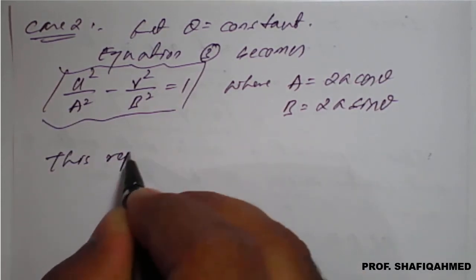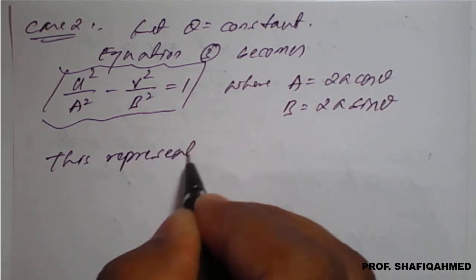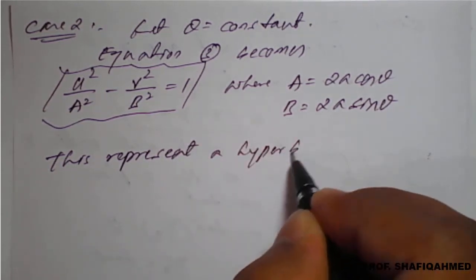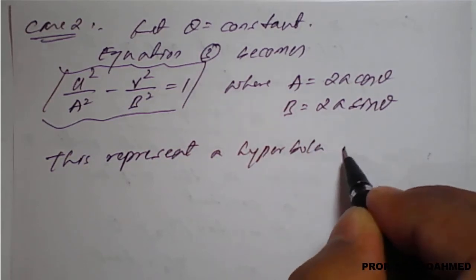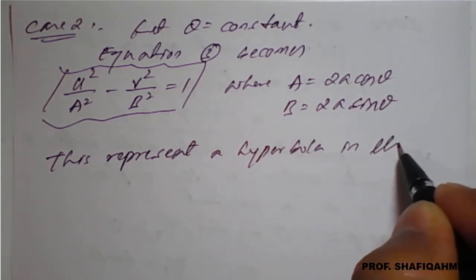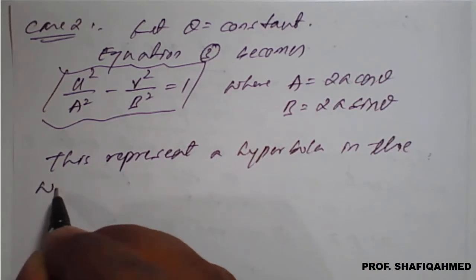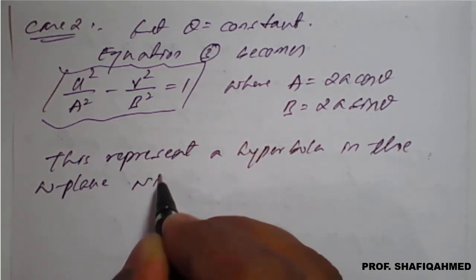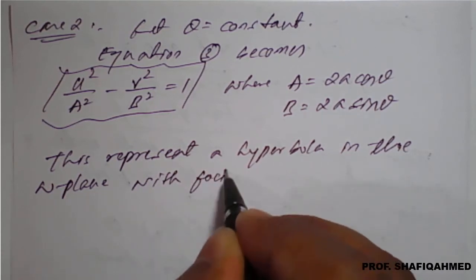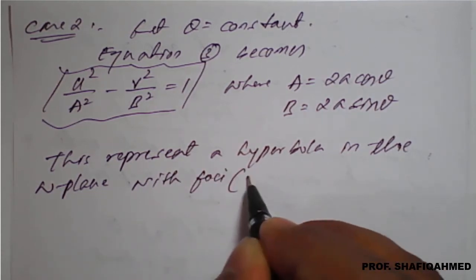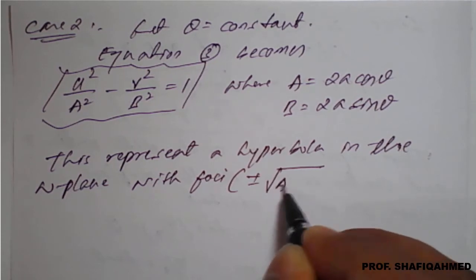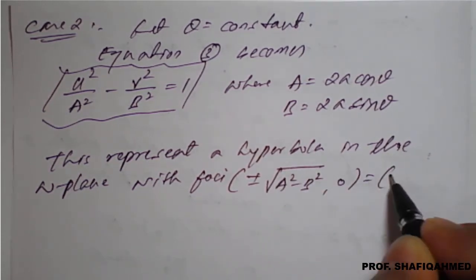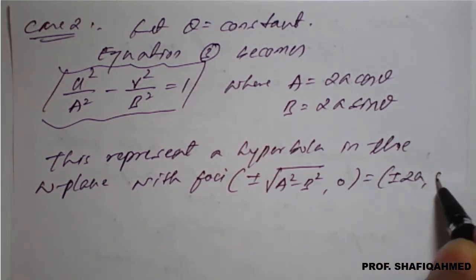So this represents a hyperbola in the w plane or omega plane with foci, that is plus or minus square root of A square minus B square comma 0, which is nothing but plus or minus 2a comma 0.